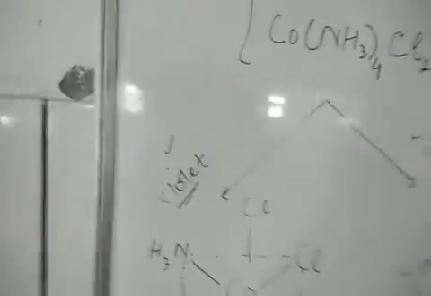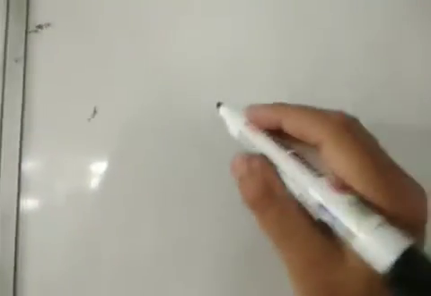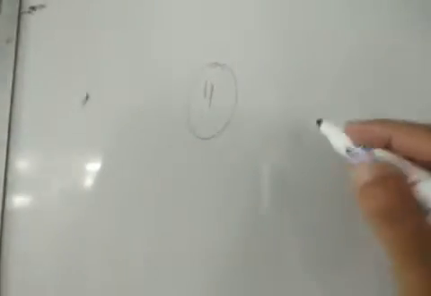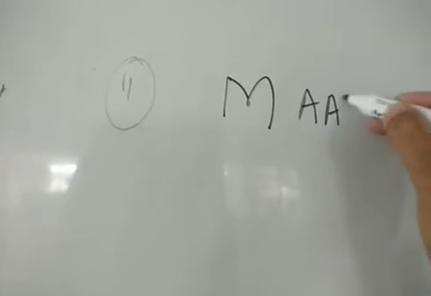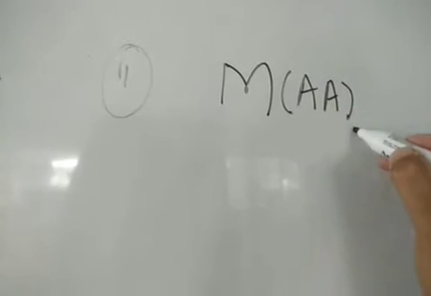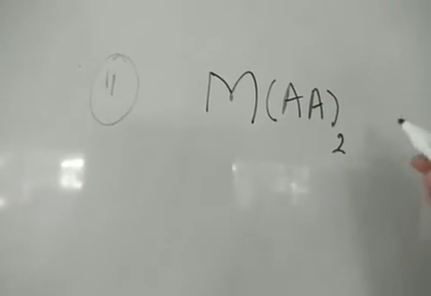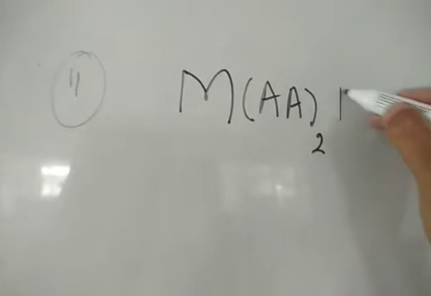Okay. Now we'll move to example number 2. This is example number 1. So now अब दूसरी example पे हम जाते हैं. For example, we have the second example of octahedral complexes, M(AA)2 and we have the B2.